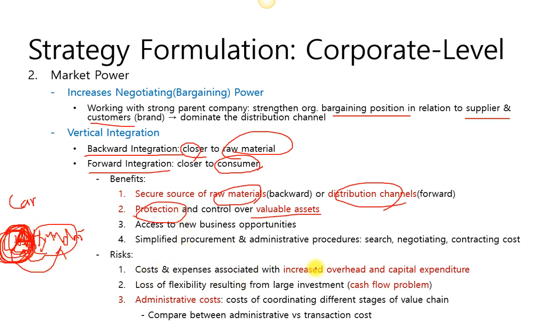What are the risks? It increases overhead and capital expenditure. More money, more expenses, right? Because you're buying and increasing your business. Loss of flexibility due to large investment. Because you spent money, you probably will have a cash flow problem. Administrative cost, because you have to coordinate different stages of the value chain. It's more headache, because usually Hyundai only had to deal with a good assembly line or marketing to consumers, and now they have to think about R&D for automobile parts if they did backward integration.